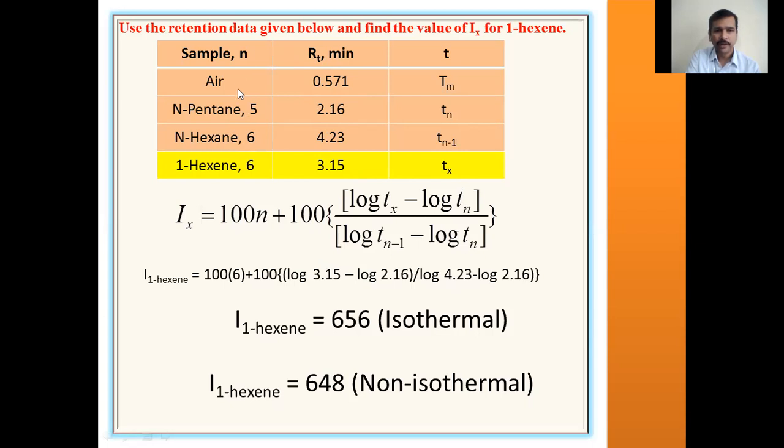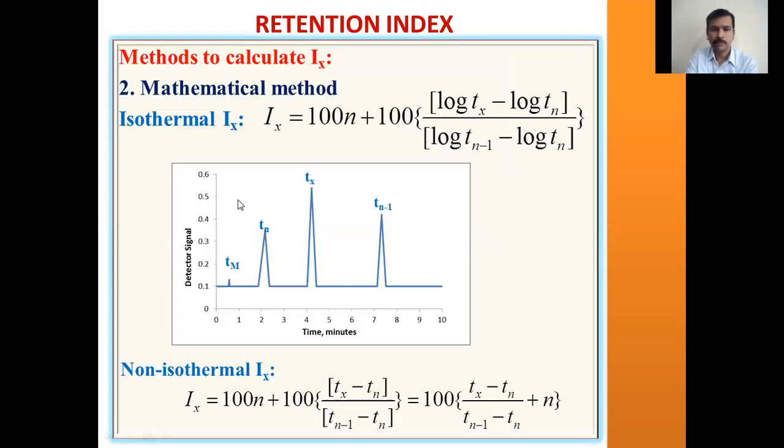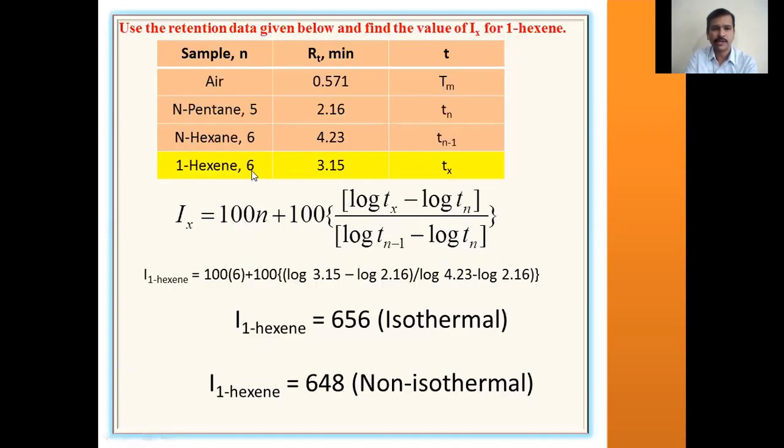You have a chromatogram. It has 4 peaks. First peak is for the mobile phase peak here. This is for the mobile phase peak, and this is for the solute, that is n-pentane, and this is for Tx, that is 1-hexene, and this is for Tn+1, that is n-hexane. Because 3.15 is in between 2.16 and 4.23, this would be unknown. So you identify which is Tm, which is Tn, which is Tn+1, and which is Tx. 1-hexene is the unknown compound, so that is Tx.